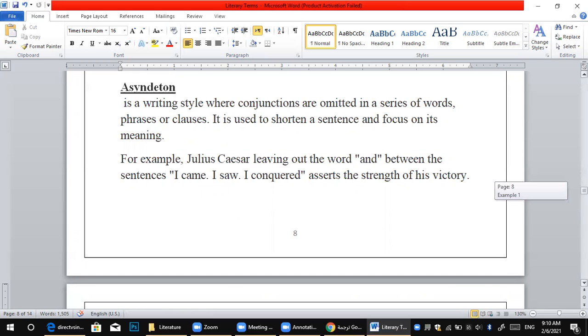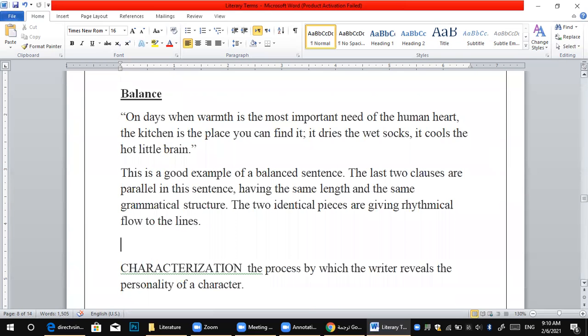After asyndeton, we have balance. As we said, balance is when two sentences are equal to each other. For example, it dries the wet socks, it cooled the hot little brain. So this sentence is equal to this sentence. It's called balance.